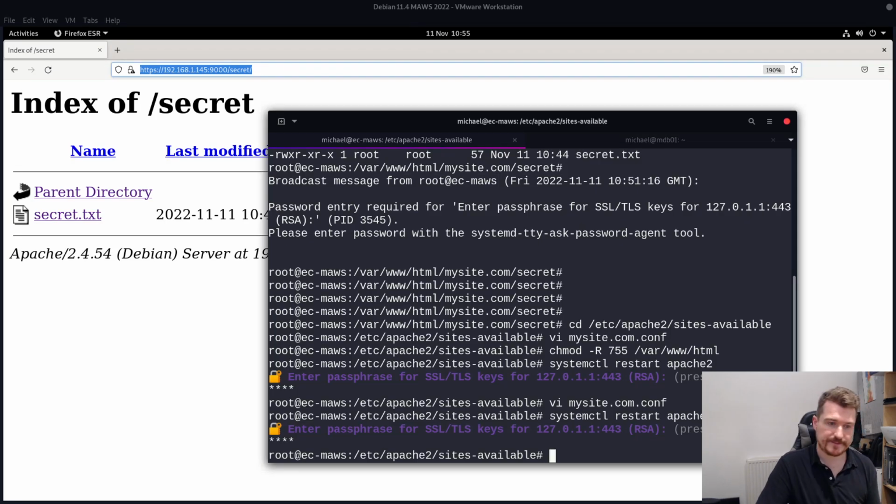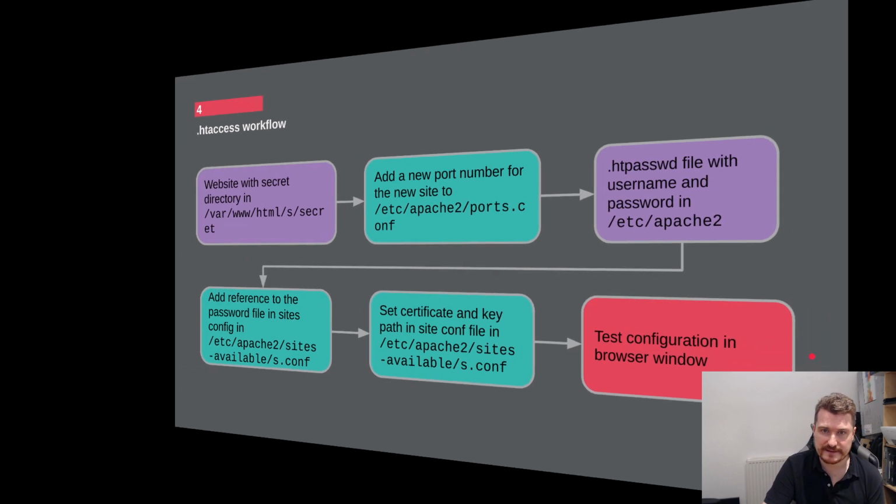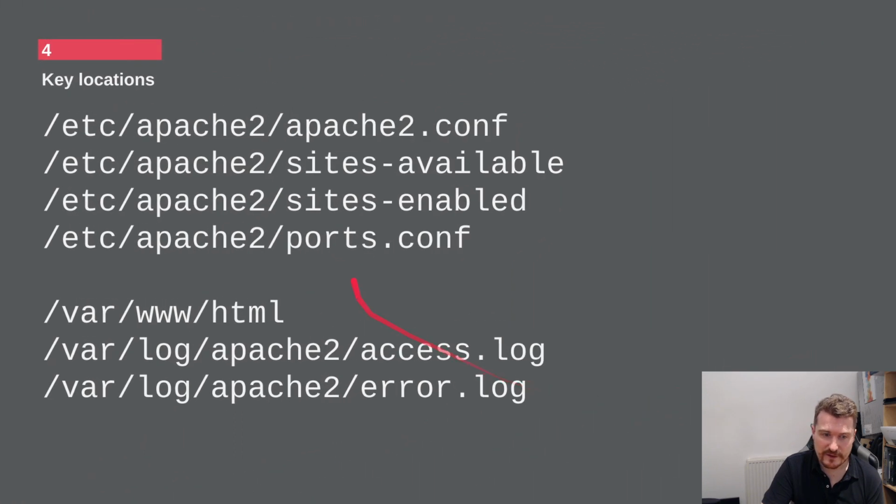Minimize. Right, okay, so returning to my little diagram here, we enable the site, we create it, we set the port, we create the htpasswd file with the username and password here, then we add reference to the password file in the config, and then we just set the path, and then we test. Okay, so a couple of different directories we need to be aware of. The first one is /etc/apache2/apache2.conf. That's the global configuration.